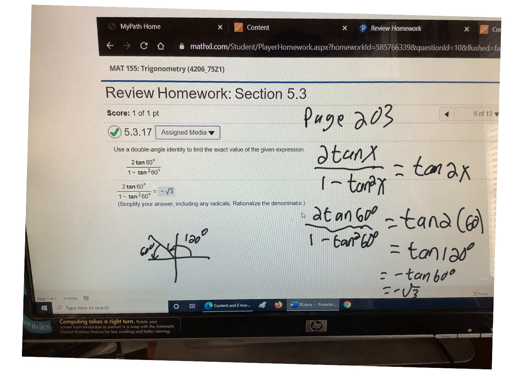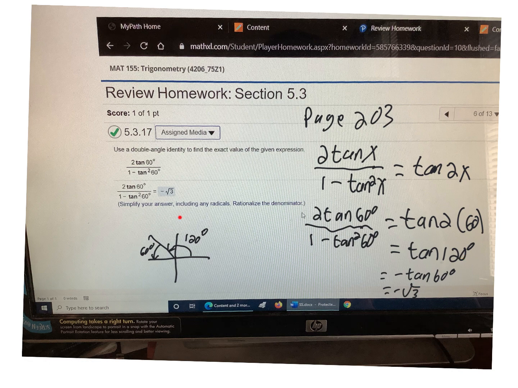So instead of x in this particular problem, we have 60 degrees. So I just put the 60 degrees in. You just put 60 in here. So this is our double angle identity. This is going to equal tangent of 2 times 60, which is tangent 120.